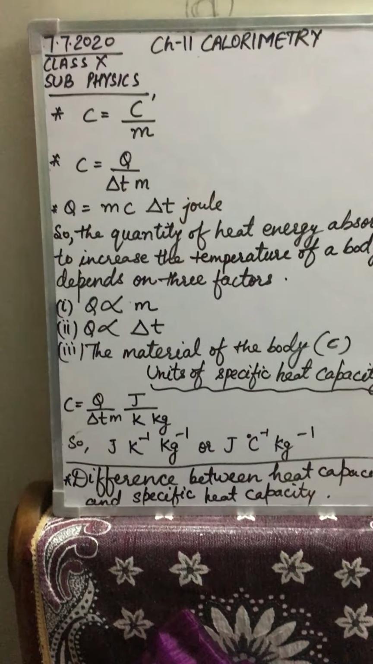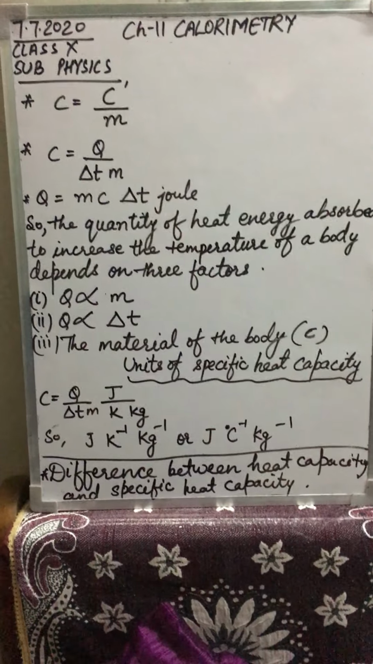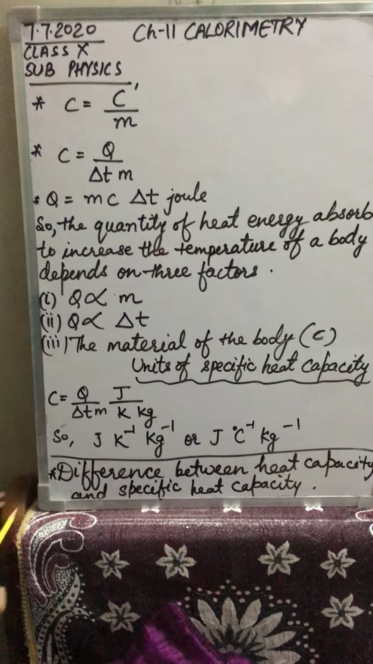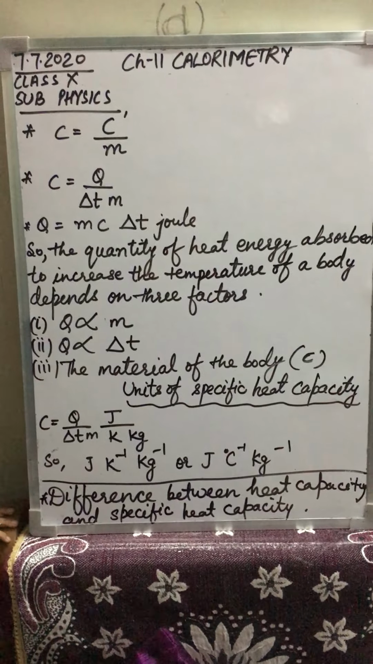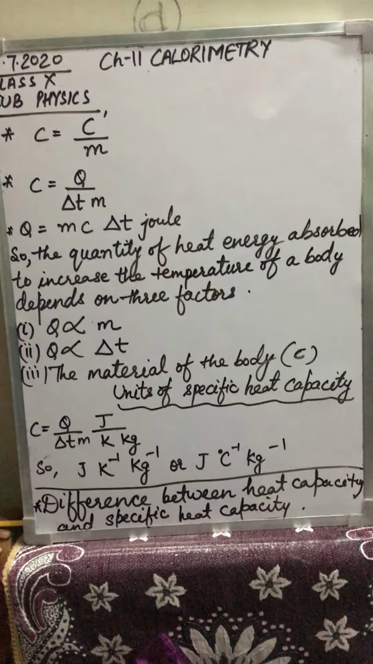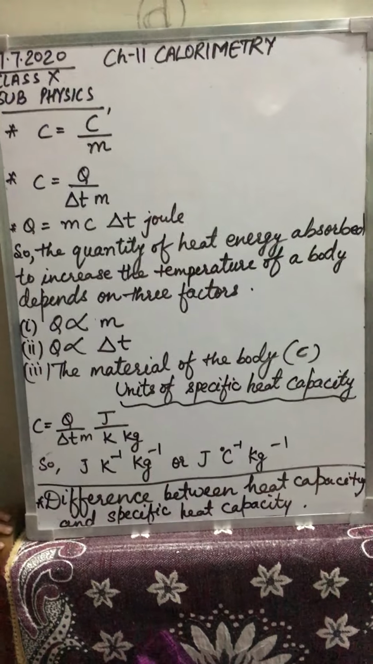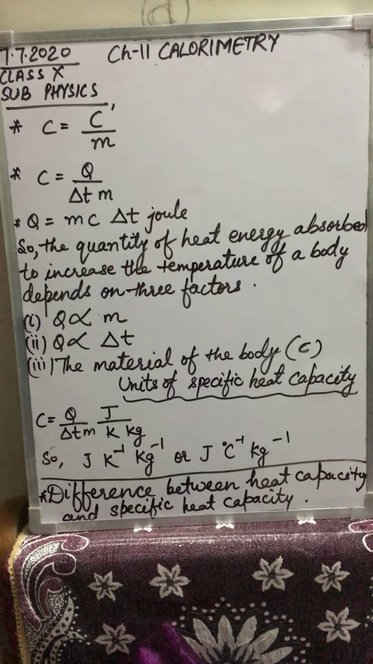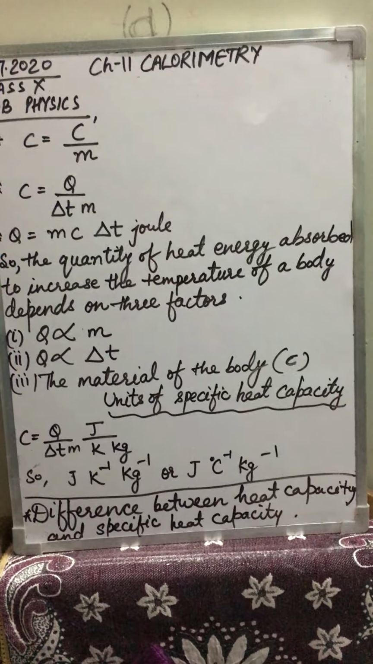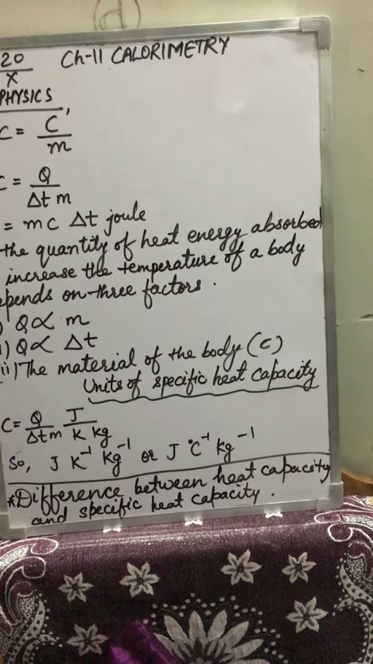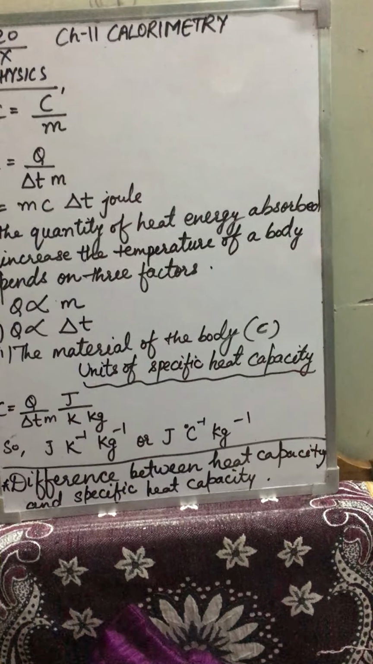Now see, children, units of specific heat capacity. What is the unit of specific heat capacity? See, children, C dash. What is C dash? C dash is Q by delta T. Q, the SI unit of heat energy, is joule, whereas delta T is in Kelvin and mass is expressed in kilogram. So its unit will be joule per Kelvin per kilogram, or if the rise in temperature is expressed in degree Celsius, then it will be joule per degree Celsius per kilogram.